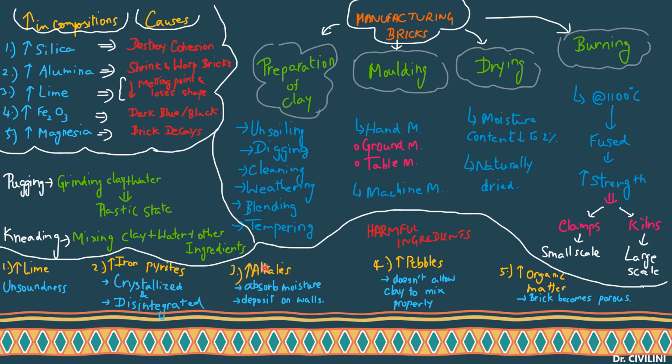If the alkali content increases, then it will absorb moisture and that will deposit on the walls. You can observe some moisture present in your walls. And if the pebble content increases, it does not allow the clay to mix properly. There will be improper mixing or blending. If the organic matter increases, then the brick will become more porous. What will happen if it becomes more porous? Then it will absorb more water and it will not give you the required strength.